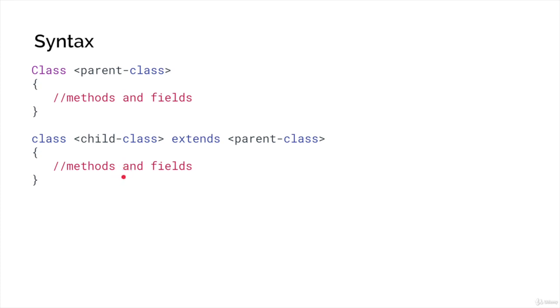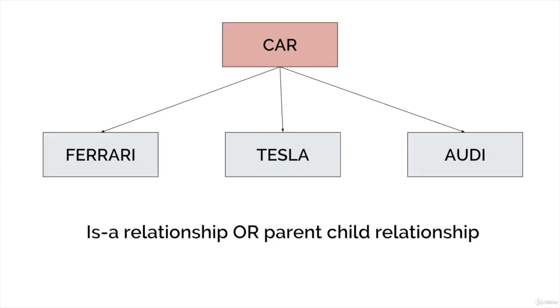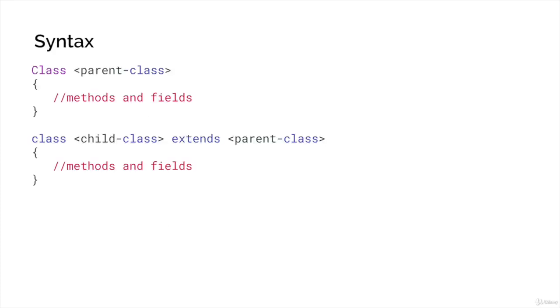Now, one point to be noted over here: is-a relationship, parent-child relationship, or inheritance, these three are the same, just different terminologies. If you have to implement an is-a relationship in Java, you can do it using the extends keyword. Extends is the keyword that helps you implement this particular relationship that we are seeing on the screen. So this is the syntax. We will soon hop on to our IDE and write a sample program that will help us understand even better.